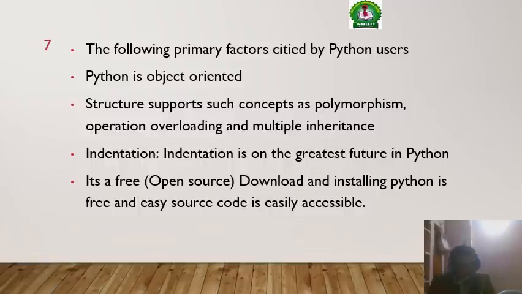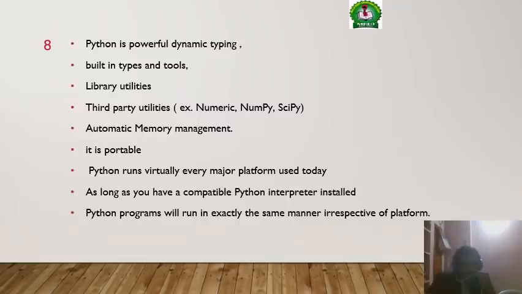Python has object-oriented features, and it supports polymorphism, operator overloading, multiple inheritance, and indentation. It is open source and freely accessible. Python is powerful and dynamically typed, and it has built-in tools, a large library of utility functions, and third-party utilities like NumPy, Numeric and SciPy, automatic memory management, and it is portable. Once Python runs, it can be used on many systems.